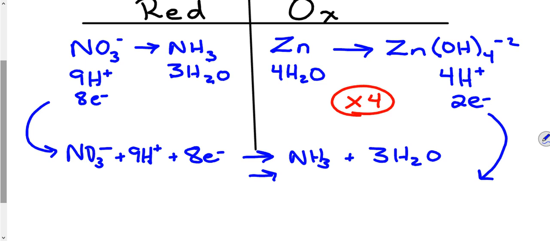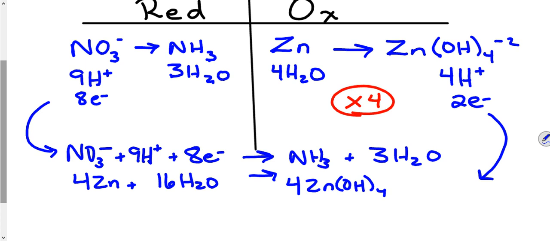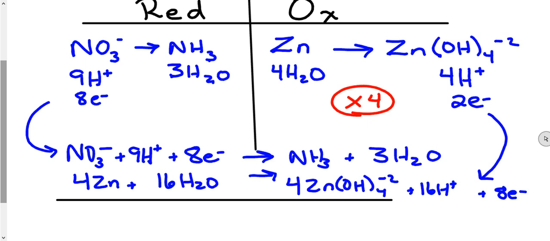Remembering to multiply by 4, I'm going to have 4 zinc atoms, and 4 times 4 is 16 water molecules. And on the product side, I'm going to have 4 groups of zinc hydroxide ions, which is a big, crazy looking ion, but that's what we have. 4 times 4 is 16 protons, and 4 times 2 is 8 electrons. Okay, now before I can go and add these up, we're going to check to see what we can cancel.